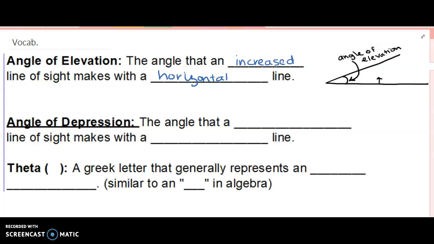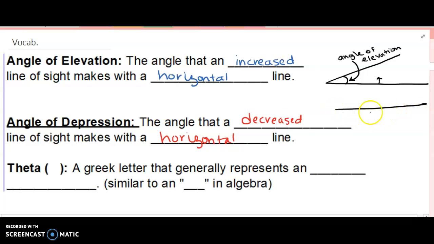Okay, now angle of depression is kind of same but different. It's the angle that a decreased line of sight makes with a horizontal line. Okay, so once again, we always start with the horizontal line. Okay, and decrease means we go down. So if we go from here and we go down, this would be the angle of depression.